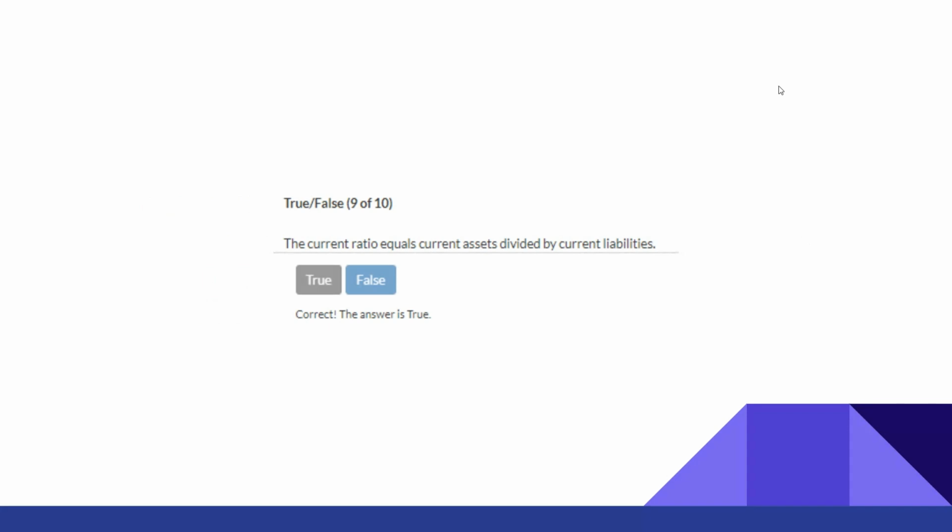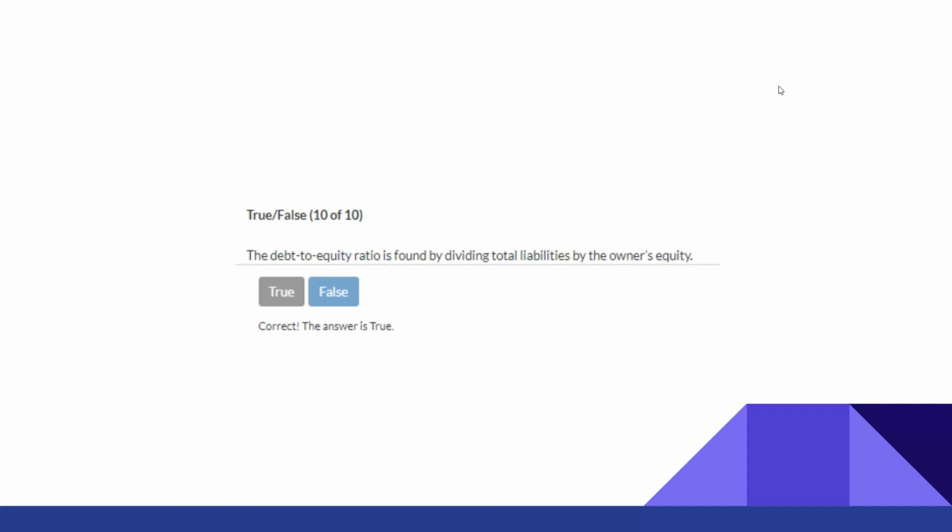Correct answer is true. The debt-to-equity ratio is found by dividing total liabilities by the owner's equity. True or false? Correct answer is true.